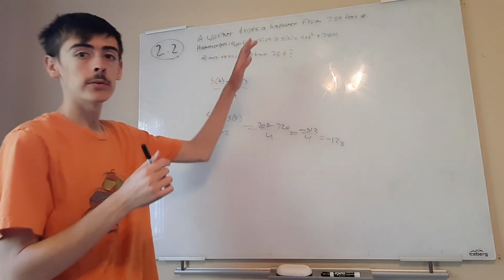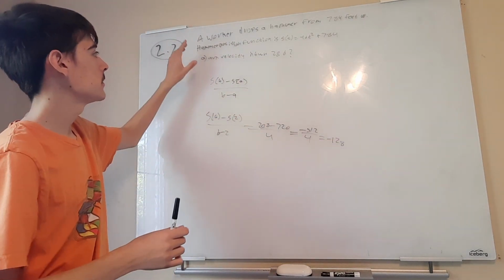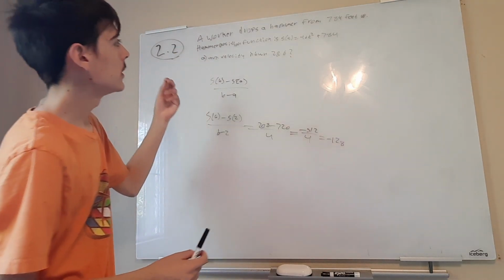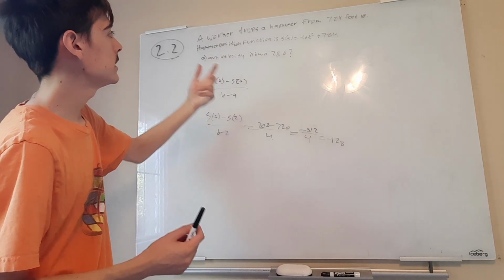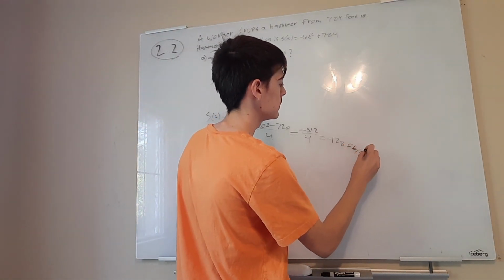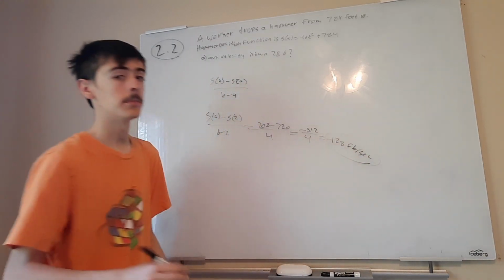For this whole question, all of these parts want units. So this is feet over seconds in time. So it's negative 128 feet per second. That's our answer for part A.